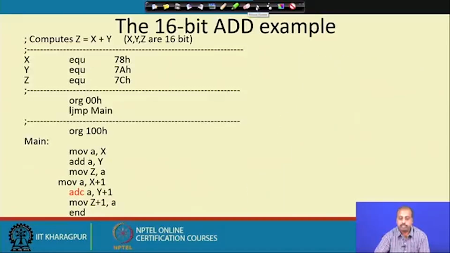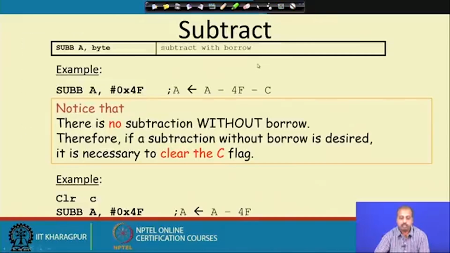Okay. So, next you see the subtract instruction, SUBB, subtract with borrow. This will be doing, say, SUBB A comma #0x4f. So, what will it do? The accumulator will get A minus 4f minus C. We do not have any instruction where this B is absent. For add we have got ADD and ADDC, but here we do not have anything else.